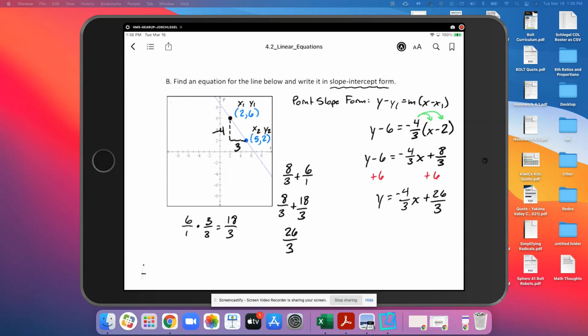And so 26 over 3 is a little bit more than 8. You can tell that because 26 divided by 3 is just a little bit more than 8. And so if we look at our graph, it matches that our line does cross the y-axis a little bit above 8. And so I think that this is a good final answer right here.